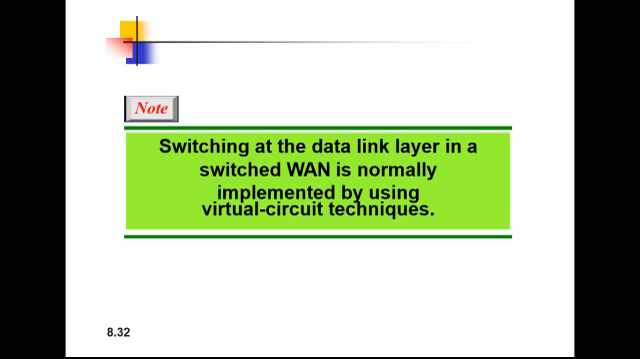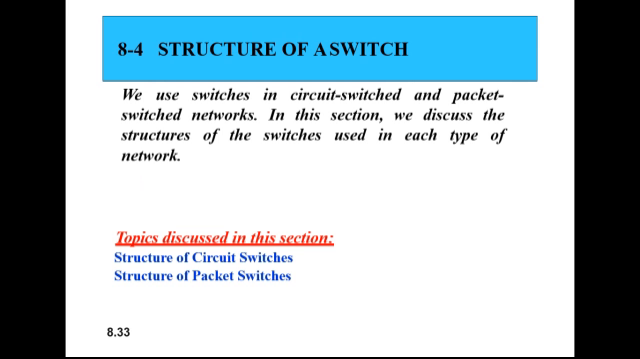Now switching is performed at the data link layer in a switched WAN. Message switching is just a case of packet switching where a message is routed entirely rather than subdividing the message into different packets. Structure of a switch.